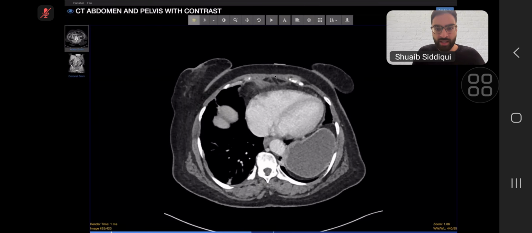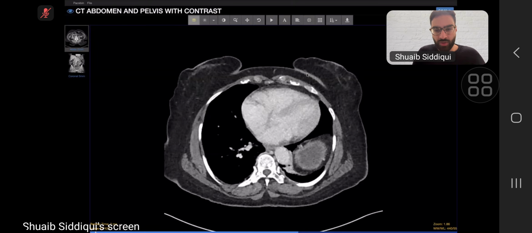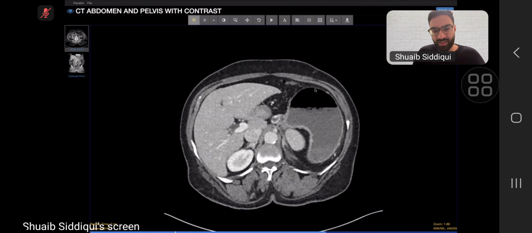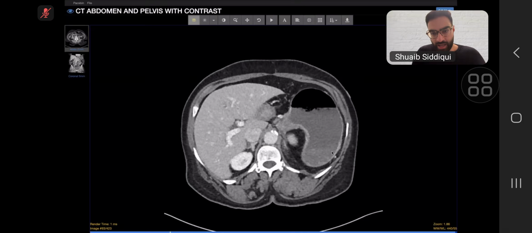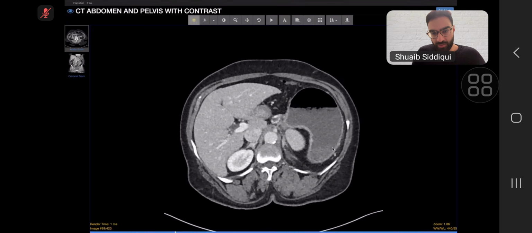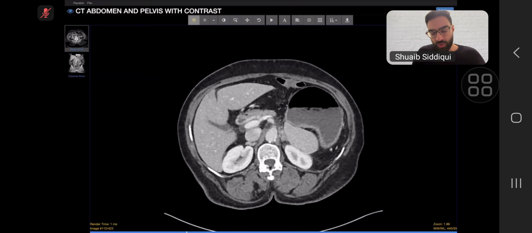This is gastric volvulus, so well done. When you look at this, you're scrolling through it, and it's actually quite hard to pick up. So you initially thought this was abnormal, right? And it is abnormal. It's the spleen, but it's in the wrong position. So we'll come on to that.